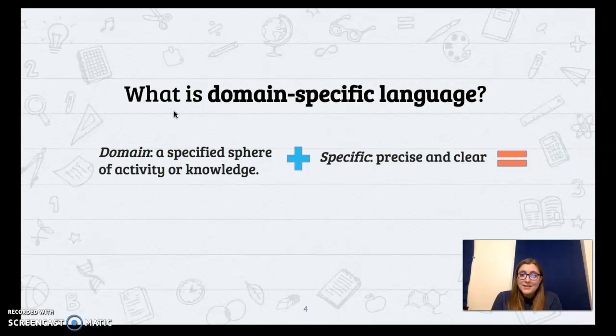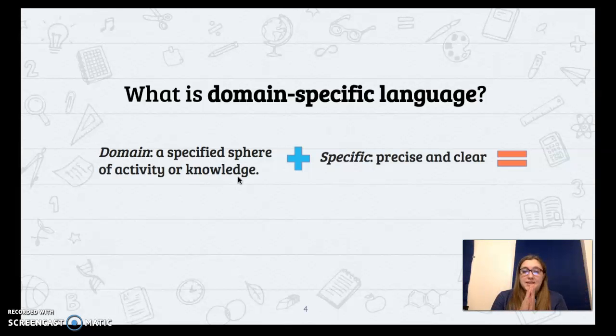So, what is domain-specific language? Well, the word domain is a specified sphere of activity or knowledge. So it's kind of like the topic that we're writing about. That's our domain. So if you chose to write about different breeds of dogs, that's your domain. Specific means precise and clear.